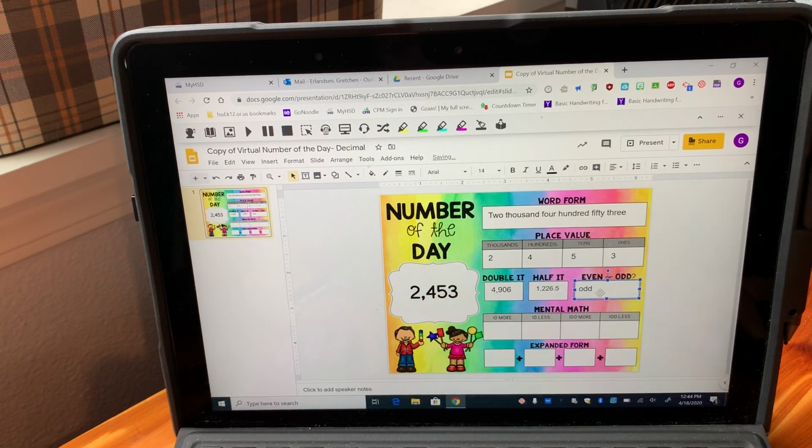Let's make that a little bit smaller so we can see the whole number here. Awesome. Okay. So you'll see that I needed to add in a decimal point. And when I read this half it number, I am going to use the word and because I have a decimal point there, 1,226 and 5/10.